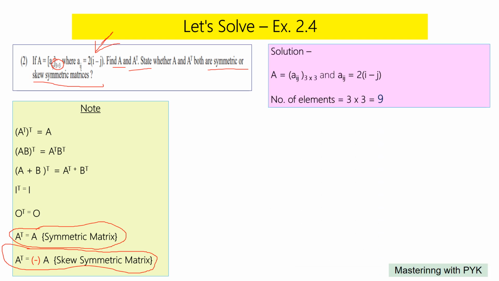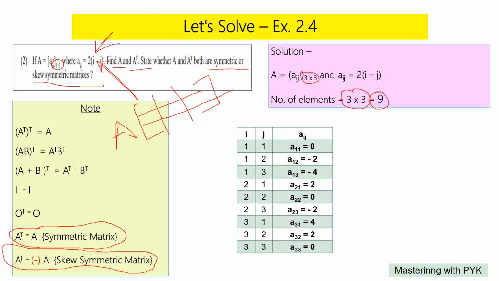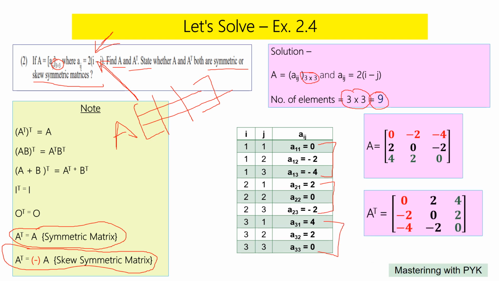So here we have a_ij given as order 3 cross 3. So the number of elements would be 3 cross 3, which is 9. So we have to identify the 9 elements of the matrix a_ij, right? So we'll have 9 elements in this matrix, given by 2i - j. Putting the values, we get the matrix A as 0, -2, -4; 2, 0, -2; 4, 2, 0. Now we should take the transpose of the matrix.